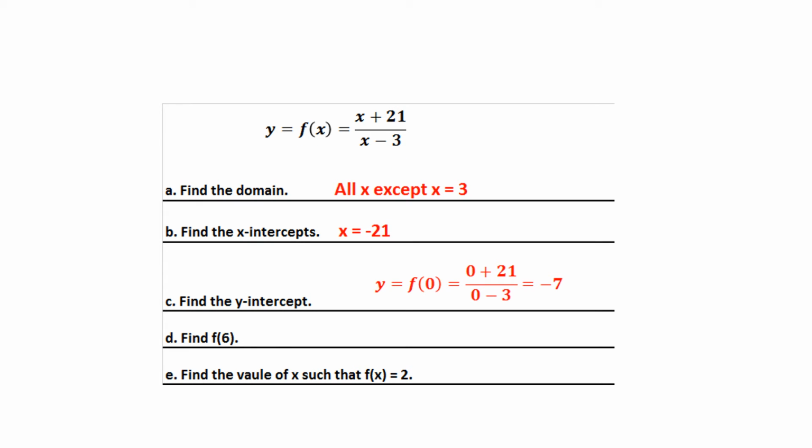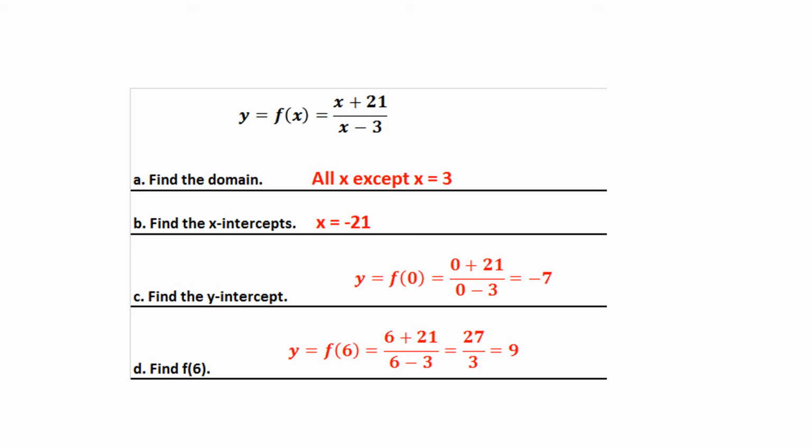Here we answer the third question. Find the y-intercept. Where does the curve touch the y-axis? That's when x equals 0. So this is simple. y is equal to f of 0. Just plug in 0. That's 0 plus 21 over 0 minus 3. 21 over negative 3 is negative 7. So when x is 0, the y value is negative 7.